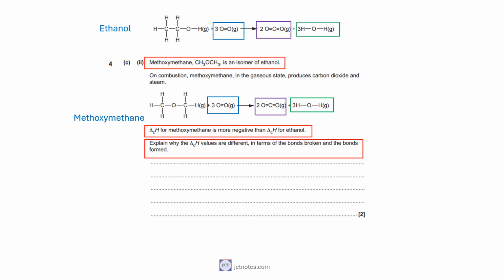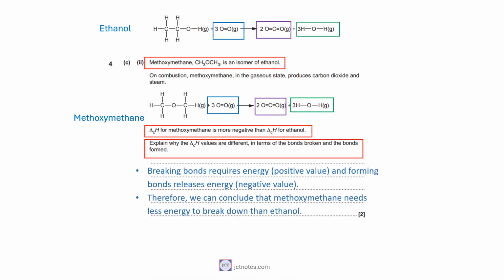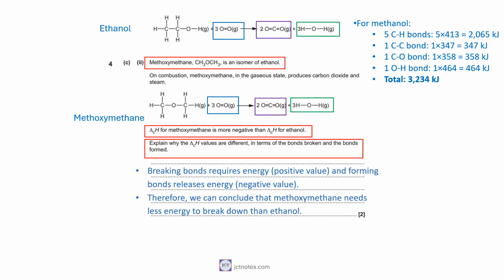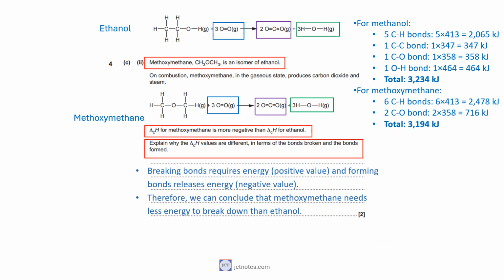Breaking bonds requires energy, a positive value, and forming bonds releases energy, a negative value. Therefore, we can conclude that methoxymethane needs less energy to break down than ethanol. The exam asks for an explanation and not for calculations, therefore, calculations are ignored for marking. However, we can calculate the energy to break down the ethanol and the methoxymethane to check that the methoxymethane required less energy. Doing the calculations as in the previous question, I get that to break 1 mole of ethanol we need 3234 kilojoules and for methoxymethane we need 3194 kilojoules.